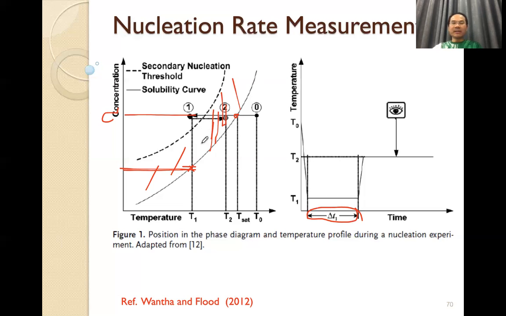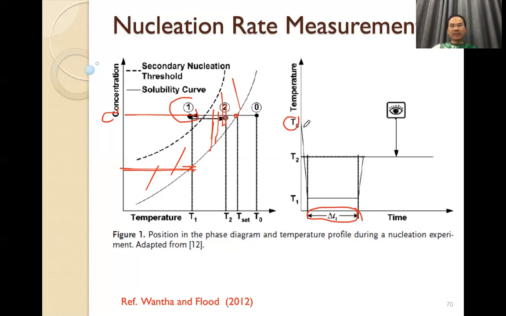In this case, only the crystals can grow to a larger size, because it is the metastable zone with only crystal growth. The objective is to grow the crystals from nucleation at a very small size to a larger size that can be observed by microscope.